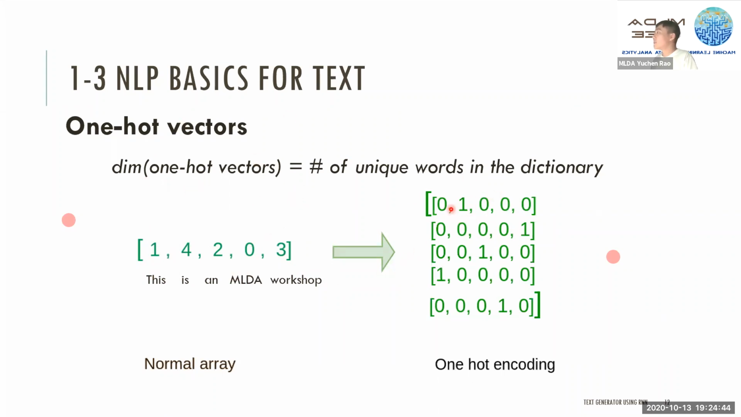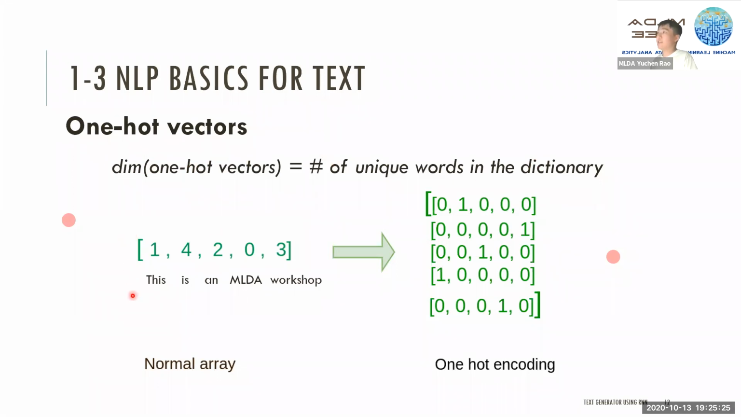After doing the one-hot operation, for the first word, the 1 is at position 0, and then 1, 2, 3, 4 for the others. So we turn every unique word into a dimension, and every word has a relative value for the other words in the dictionary. So the dimension of one-hot vectors equals the number of unique words in the dictionary.